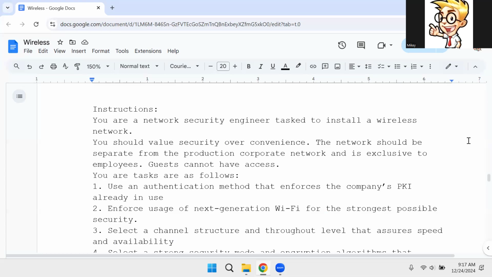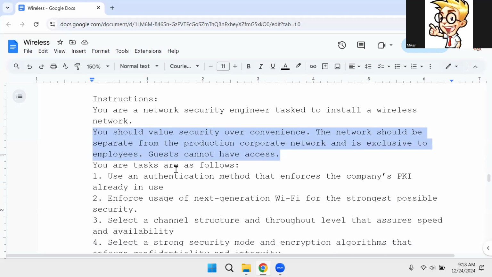Okay, here are the instructions. Finally, we're getting to the PBQ. Thanks for hanging in there. You're a network security engineer tasked to install a wireless network. You should value security over convenience. The network should be separate from the production corporate network and is exclusive to employees. Guests cannot have access.